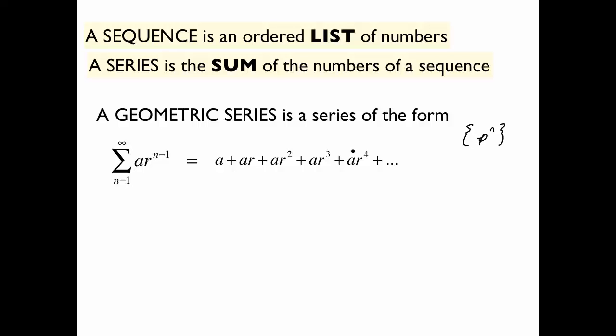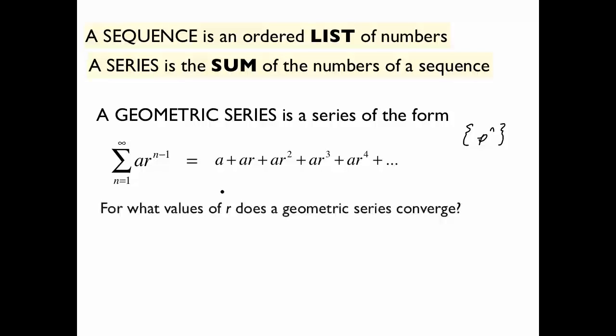So we want to know, when does it converge? For what values of r? A is just a fixed value. It's not going to play into whether it converges or not. So for what values of r does a geometric series converge? We want to investigate that.